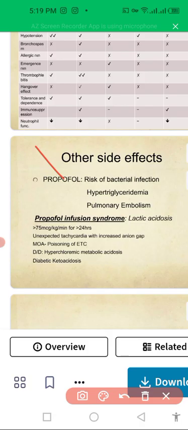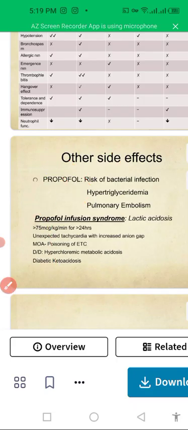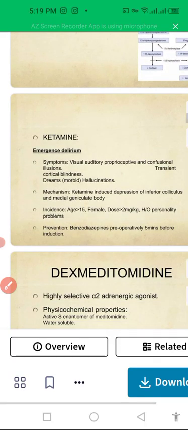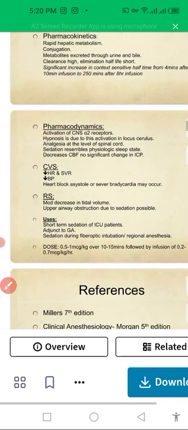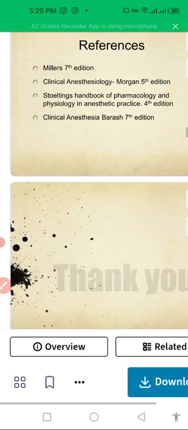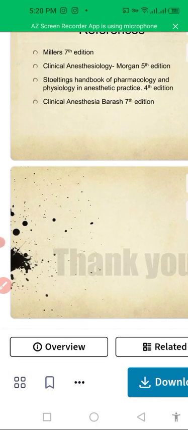Now propofol can cause bacterial infection, hypertriglyceridemia, and pulmonary embolism. Propofol infusion syndrome, with lactic acidosis, can occur and has to be taken care of. And then with ketamine there is emergence delirium. Symptoms will be visual, auditory, and proprioceptive disturbances, and confusion and illusions. Ketamine-induced depression of the inferior colliculus results in all of these side effects. So that was all about the different IV anesthetic agents that have different functions and different effects.